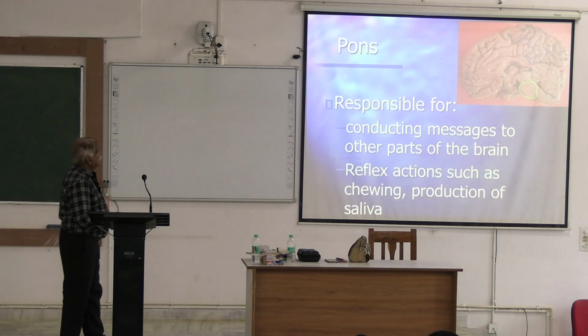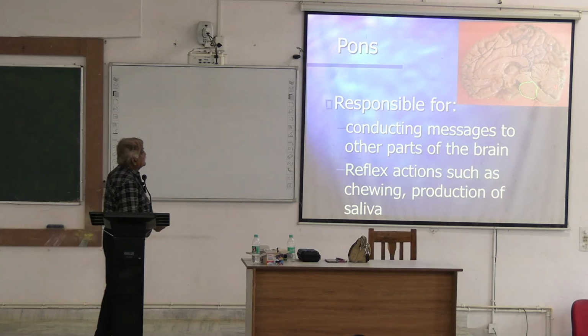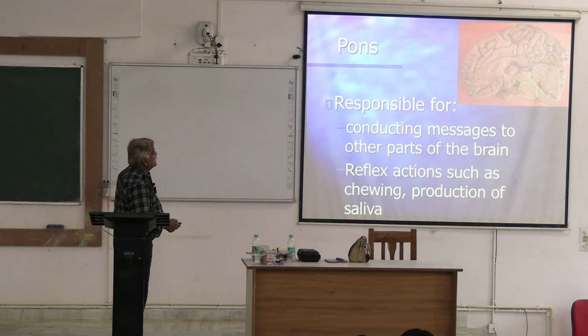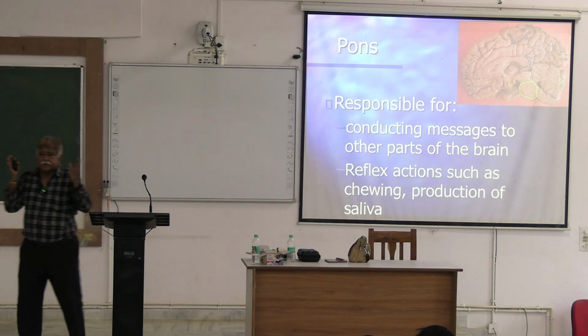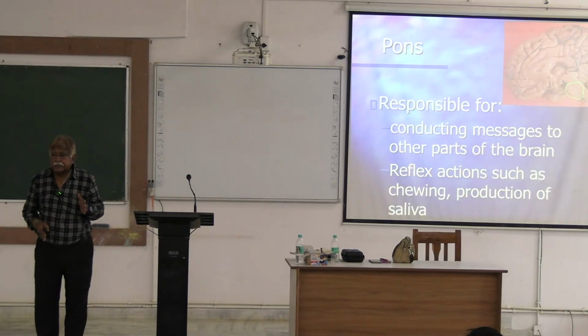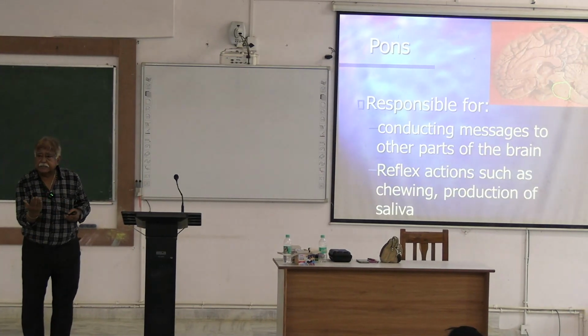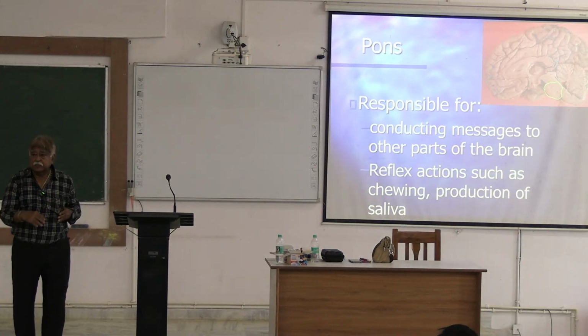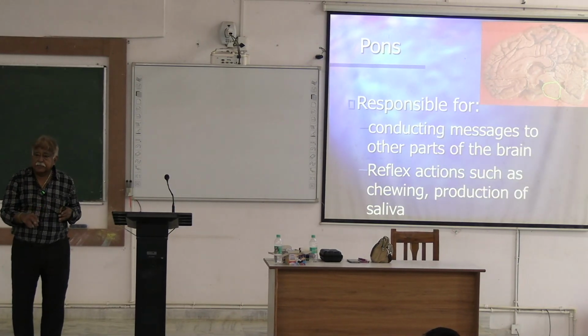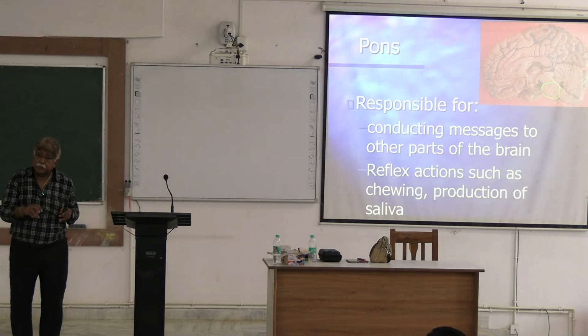Pons. This is the pons. This is a sagittal section, right and left hemispheres. This cut open, you see it. It will be the corpus callosum, the anterior lobe, posterior lobe, then your cerebellum and medulla, pons.